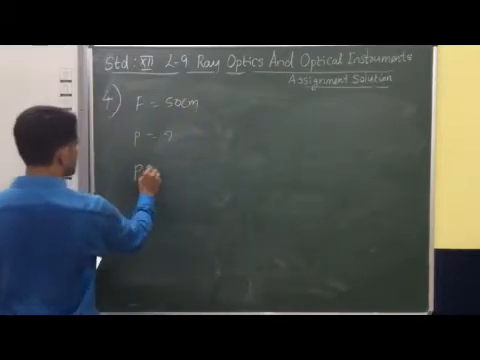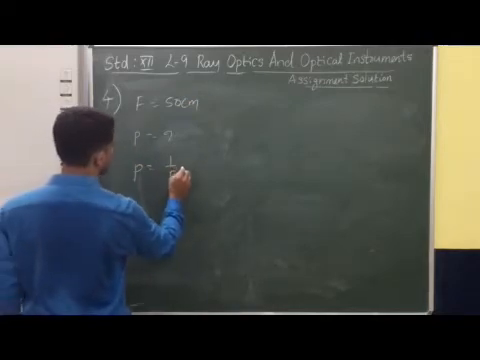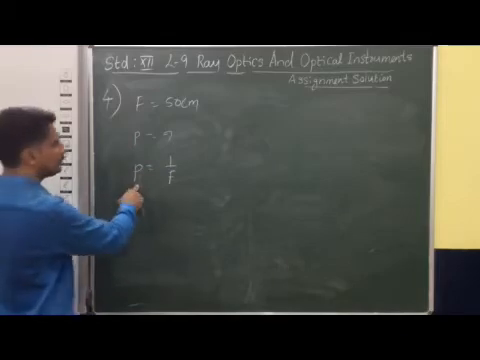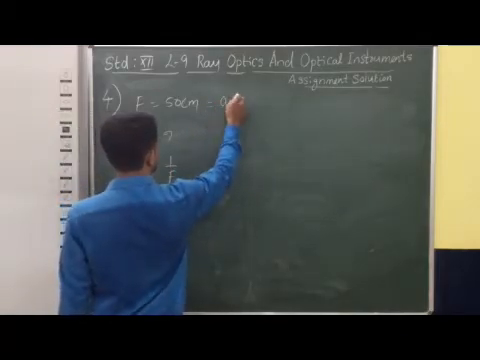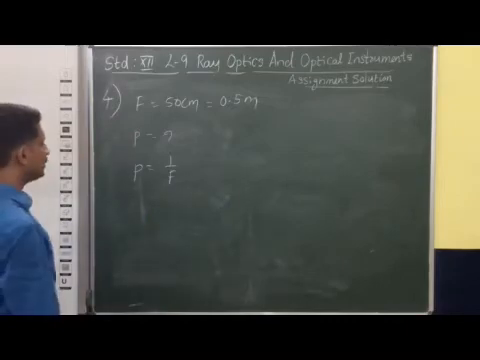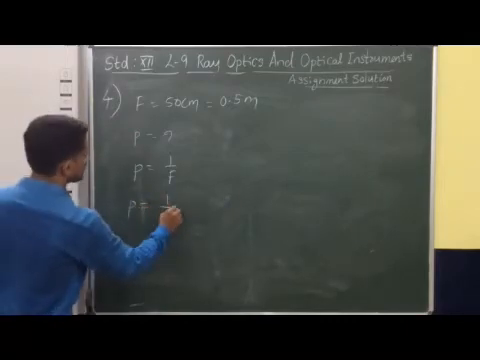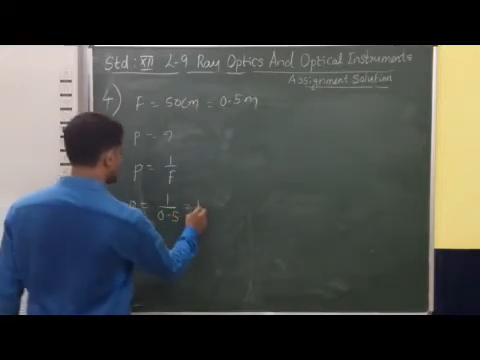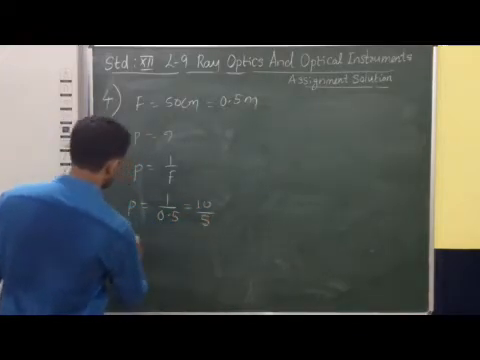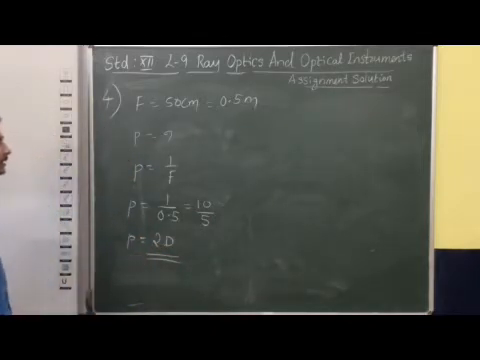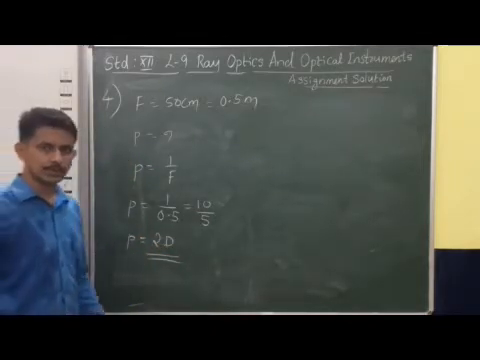We know power is considered as the reciprocal of focal length. But if you want to express this power in diopter, focal length should be in meter. So 50 cm is converted to 0.5 meter. So we can substitute the power as 1 by 0.5. That means we can take this as 10 by 5. So the answer is power is 2. So we are getting the answer as 2 diopter.